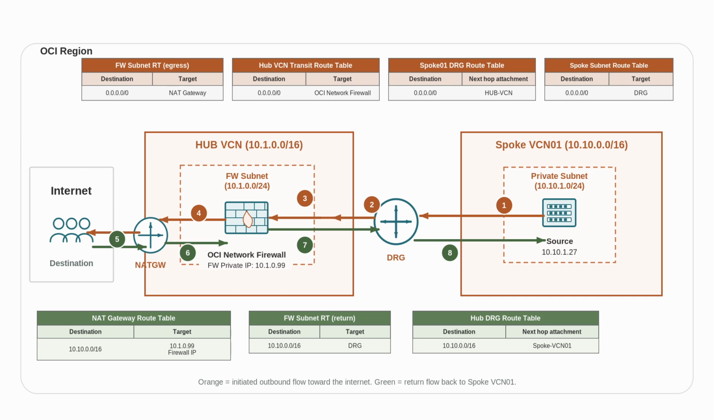Use this visual as a map. On the right, the source is in a private subnet in spoke VCN01. In the middle, the DRG acts as a transit point between the spoke and the hub. In the hub, the firewall is inserted by a VCN routing table attached to the DRG. After the policy allows the session, the NAT gateway provides outbound internet access.